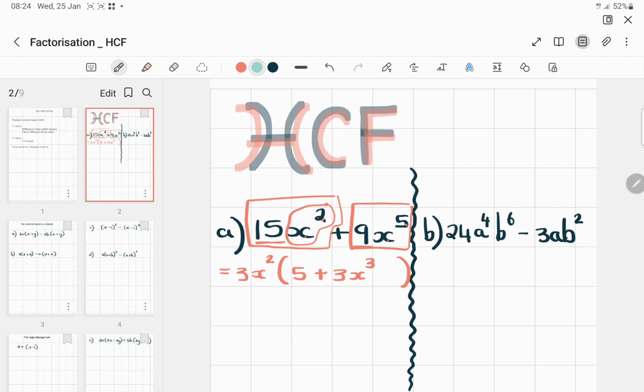Now, people, you can always go and test yourself by distributing this back into the brackets, to see that you get the original. So you can always check yourself. 3x squared times 5 gives you 15x squared. Plus 3 times 3 is 9x to the power 5. And that's exactly what we started off with. So you factorized correctly. All right. So just again, the main point of factorization is to make many terms one term so that we can further simplify.